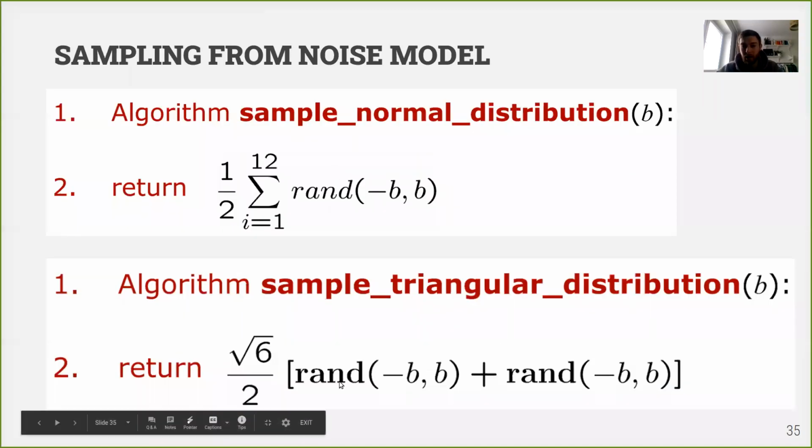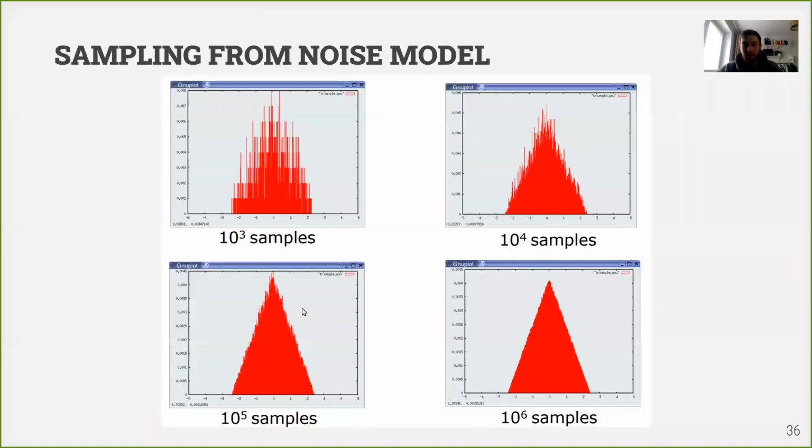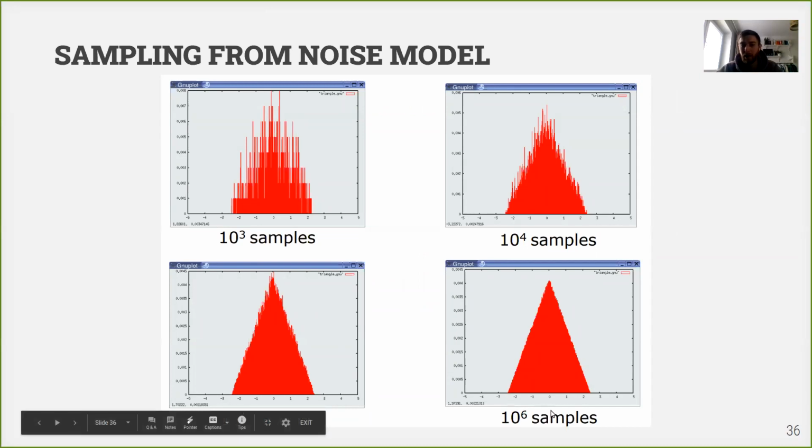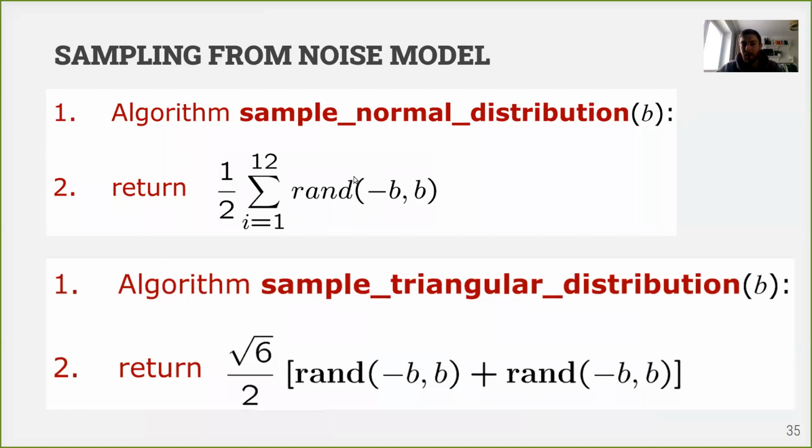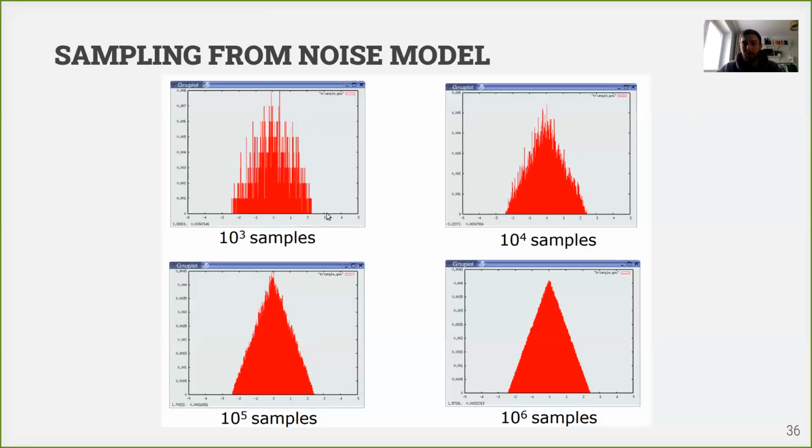If we sample from this triangular distribution many times, with the number of samples represented on the slide, and plot each sample, we will get closer and closer to the real triangular distribution as the number of samples grows. And the same with the normal distribution. If we used this equation many times and just plotted the different numbers we get from it, we would get something really close to a normal distribution. This is sampling. We're just asking a distribution to generate some number which is within this distribution.